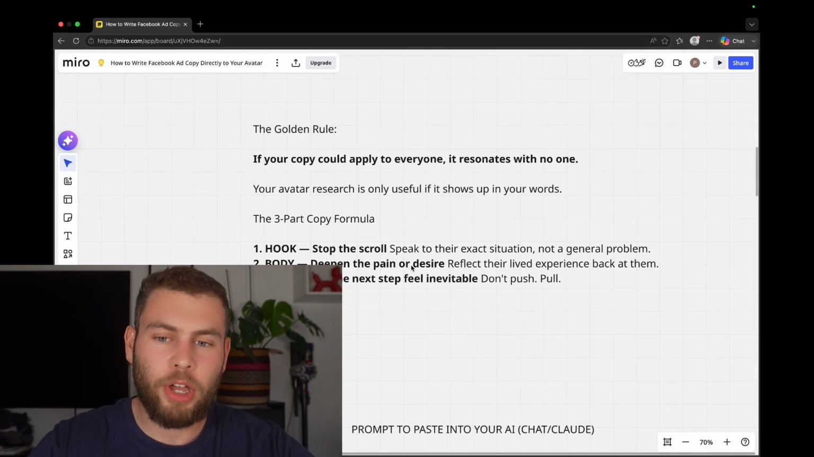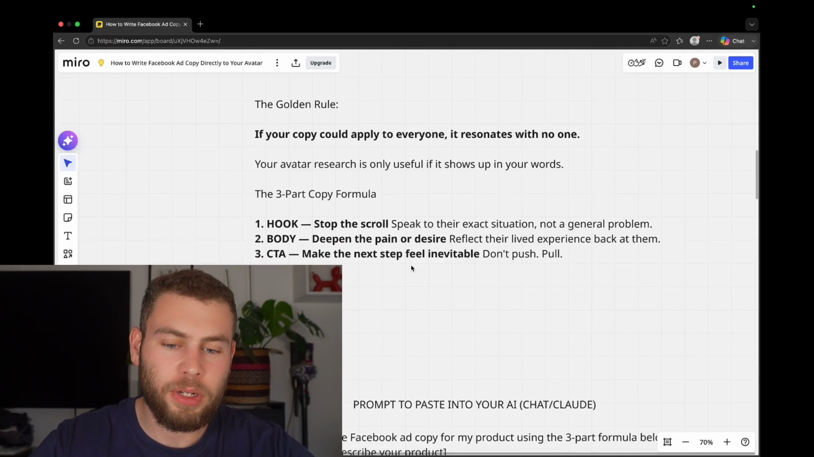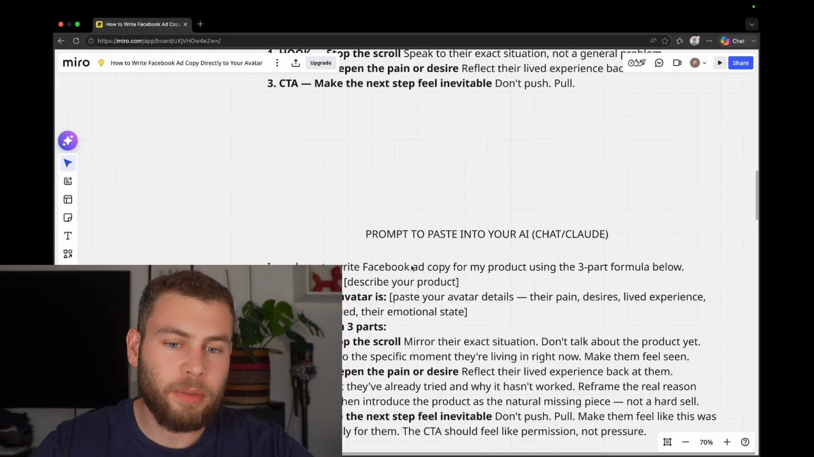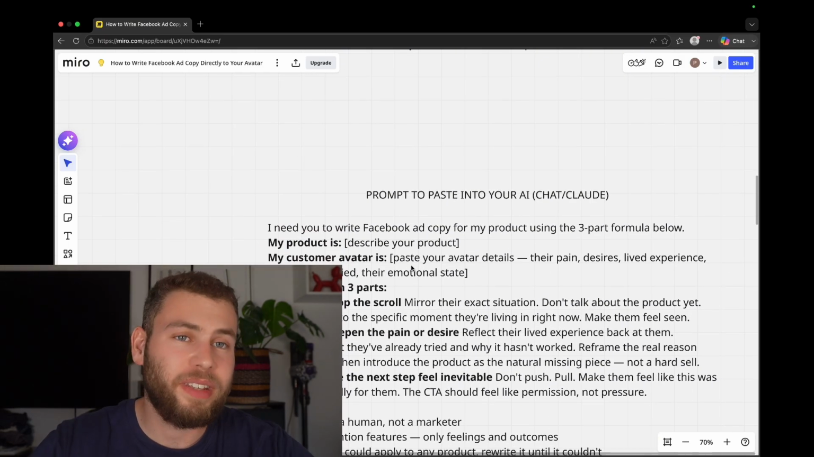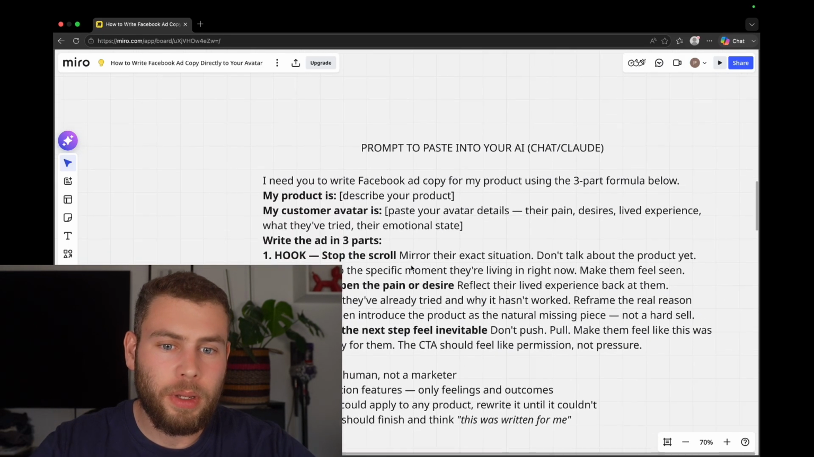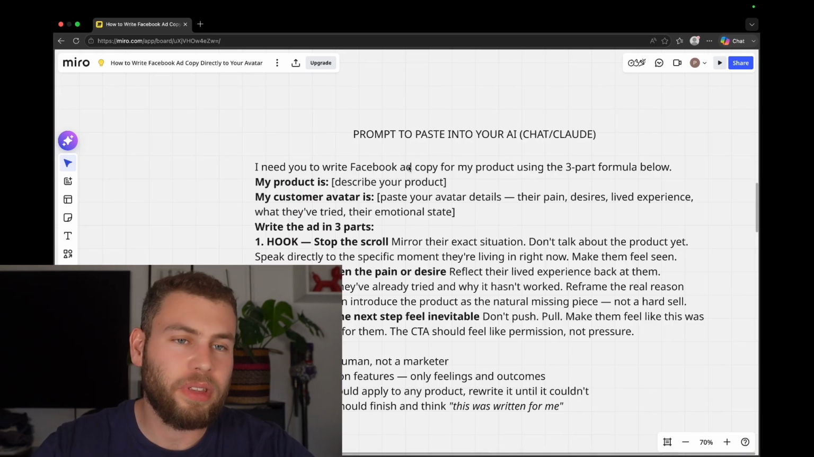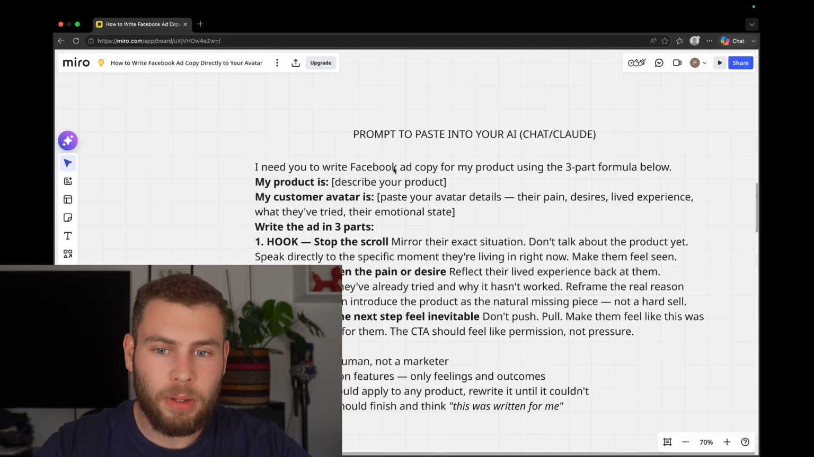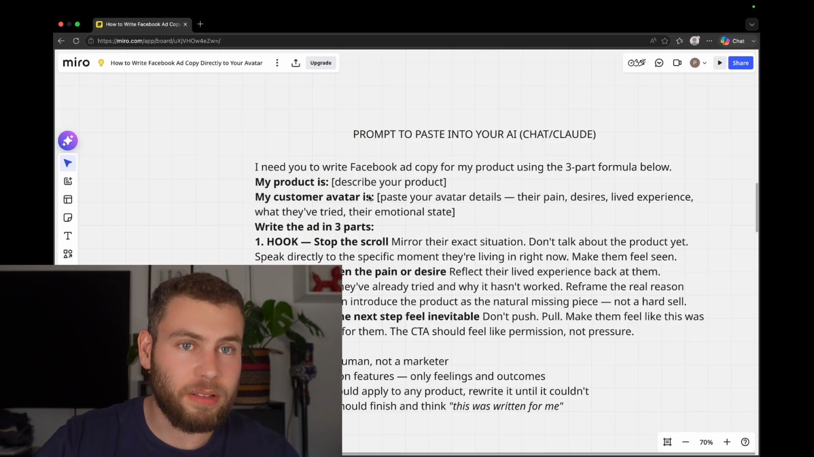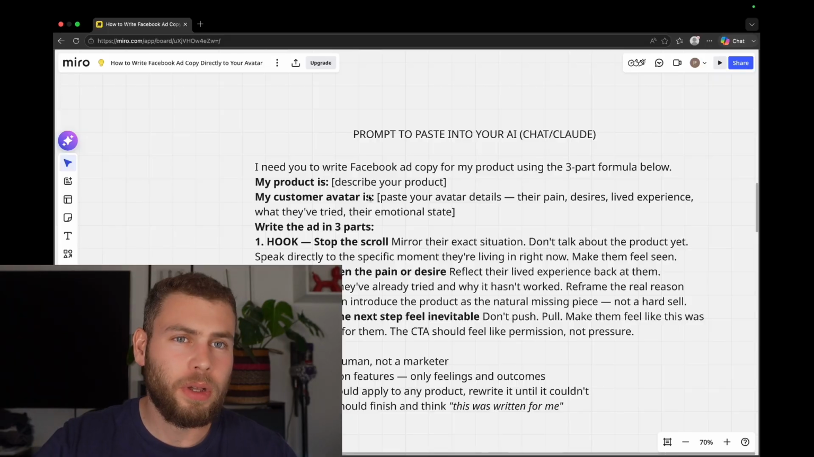So, like I said, you have to remember the 3-part copy rule, which is the hook, the body, and the call to action. Now, what we have here is a prompt for you to paste into your AI, which is either going to be ChatGPT or Claude. It says: I need you to write a Facebook ad copy for my product using the 3-part formula below. My product is, and you're going to copy and paste in your product name or the link to your product. My customer avatar is, and this is where you're going to paste in your avatar details, which you will have done in preparation for building your store and all the marketing material around.